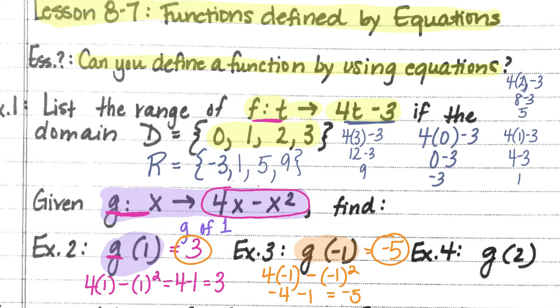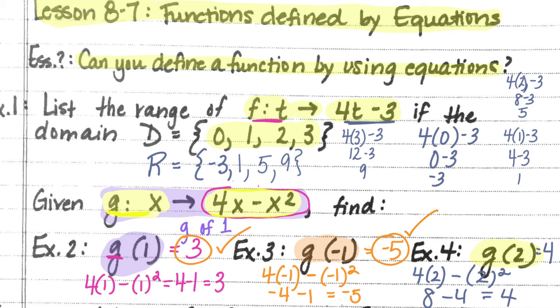And then the last question, they're asking us to plug in g of 2. So again, we're going to the g equation, and instead of putting in x, we're going to put in 2. So 4 times 2 minus 2 squared, well, 8 minus 4 is 4. So I have 3 answers. g of 1 is equal to 3. g of negative 1 is equal to negative 5. And g of 2 is equal to 4.